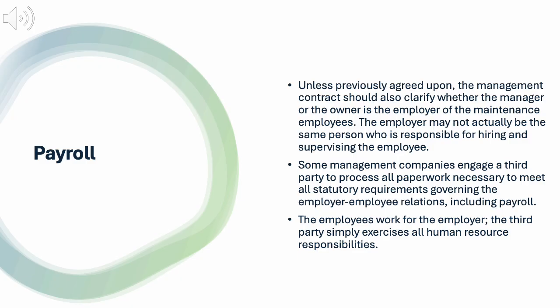Unless previously agreed upon, the management contract should also clarify whether the manager or the owner is the employer of the maintenance employees. The employer may not actually be the same person who is responsible for hiring and supervising the employee. Some management companies engage a third party to process all paperwork necessary to meet all statutory requirements governing the employer-employee relations, including payroll. The employees work for the employer. The third party simply exercises all human resource responsibilities.